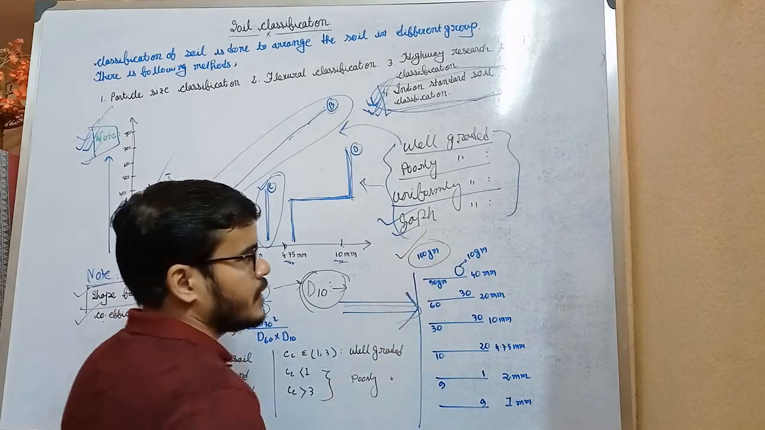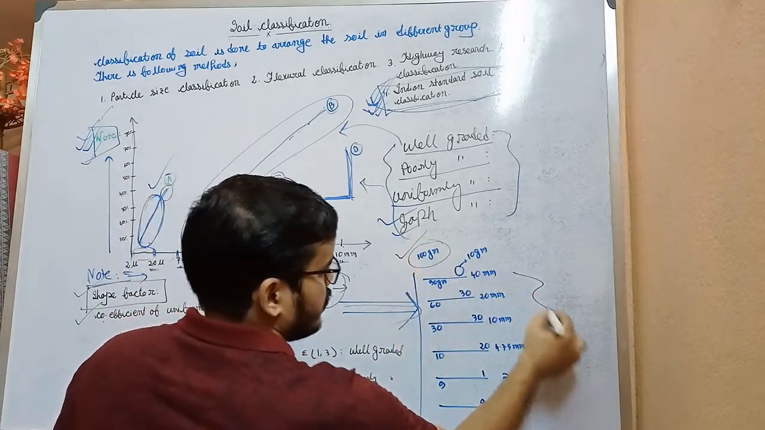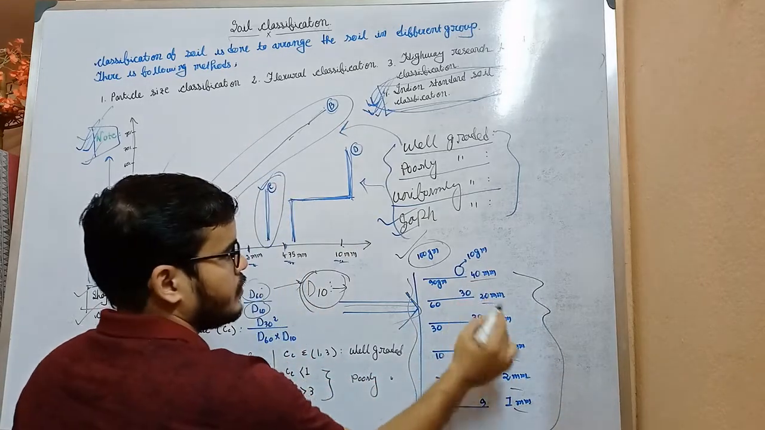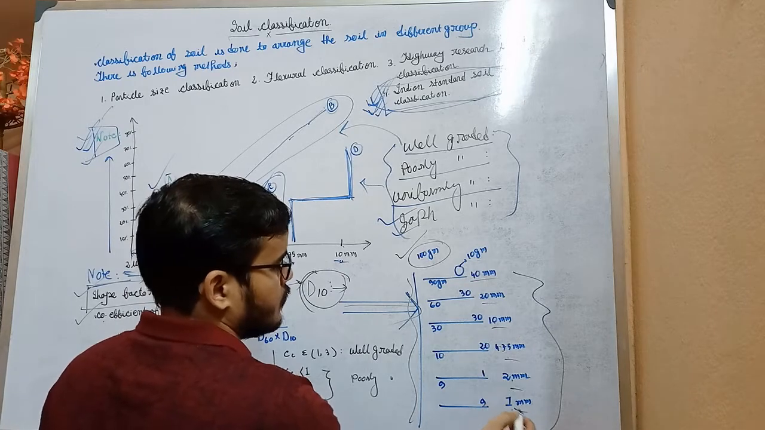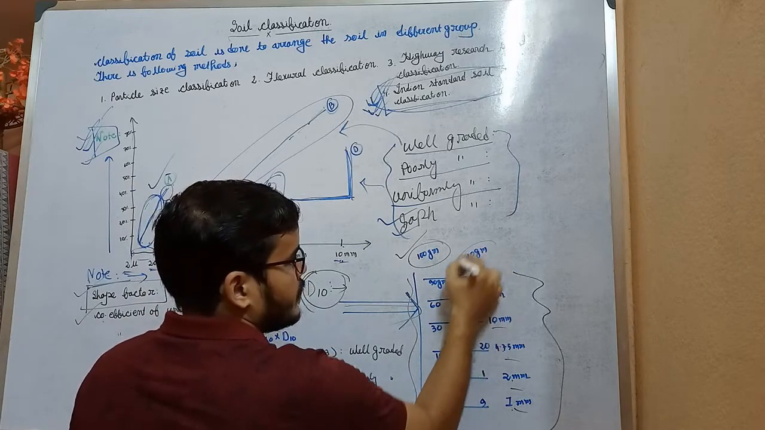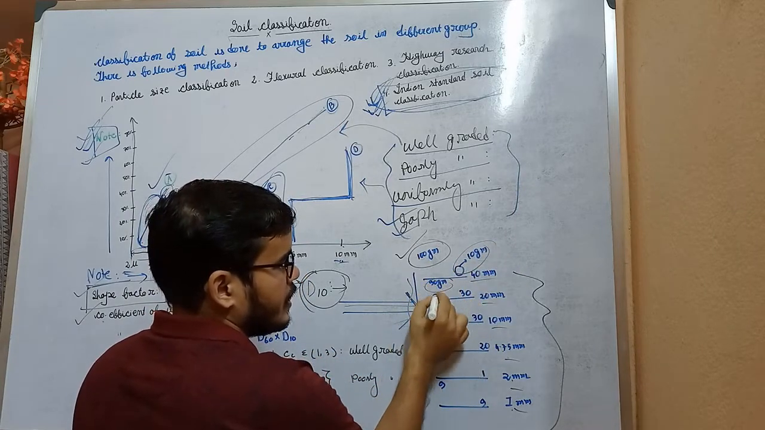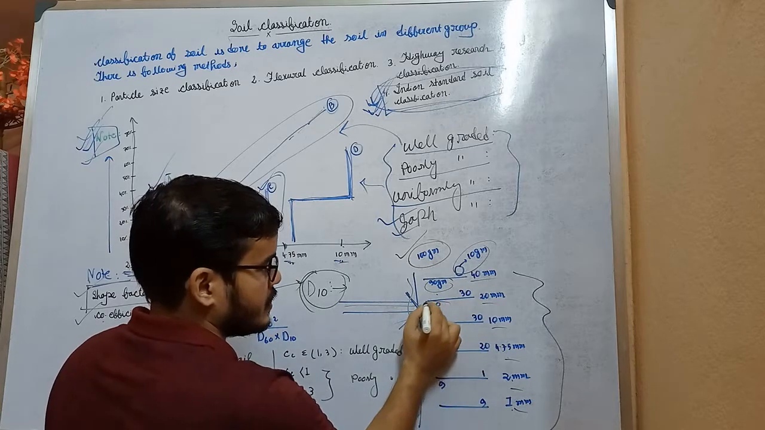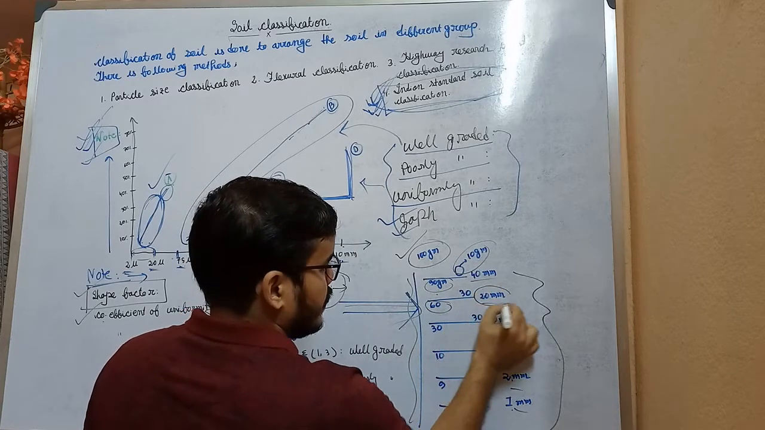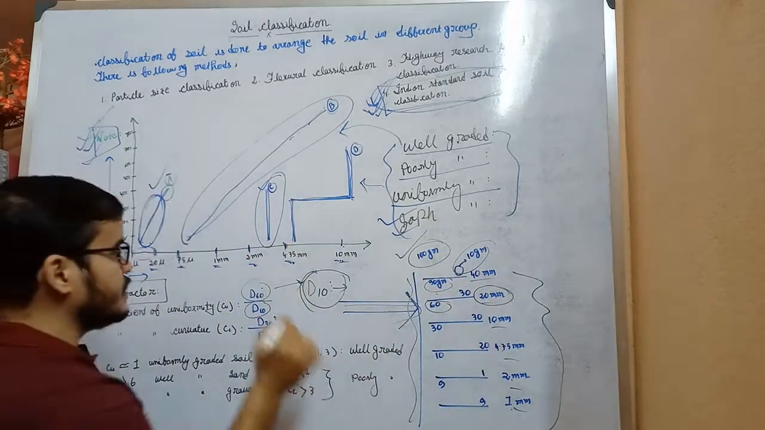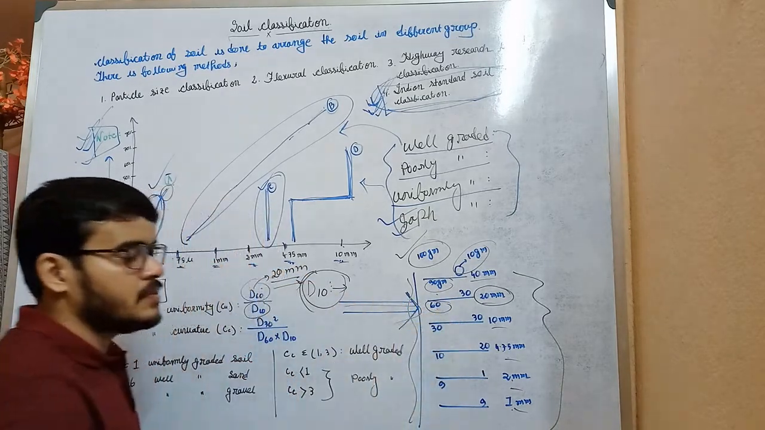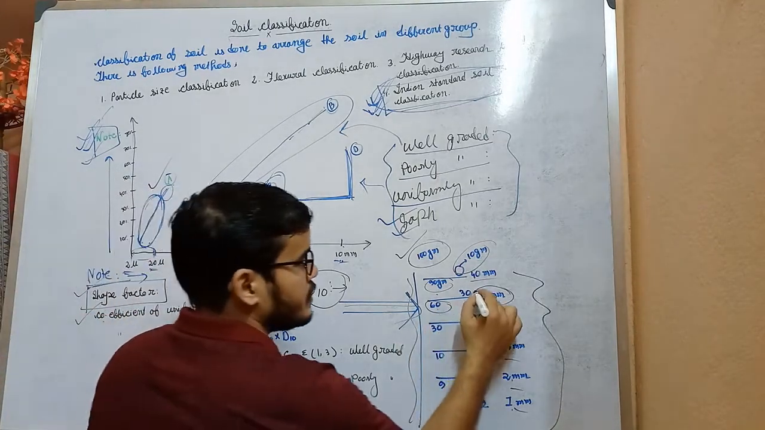You have taken a 100 gram sample and you have put the sieves in this order: 40 millimeter, 20 millimeter, 10 millimeter, 4.75 millimeter, 2 millimeter and 1 millimeter. Then you start sieving and 10 gram is retained, 90 gram passed, and from this 90 gram, 30 gram is retained and 60 gram passed. That means 60% of particles are finer than the 20 millimeter sieve. That means D60 is 20 millimeter. 60% of particles finer means 60% of particles will pass through this sieve.